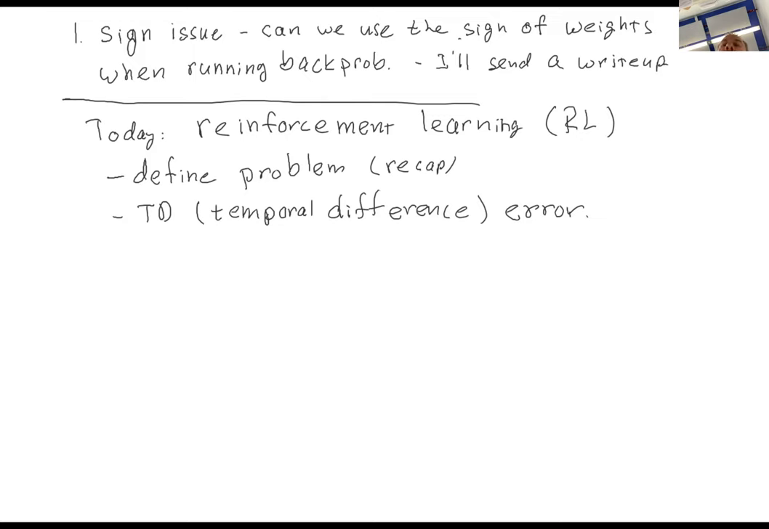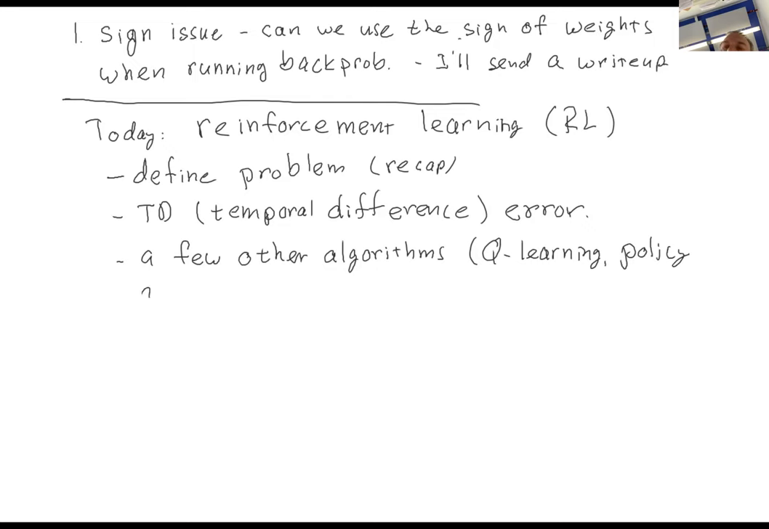Then I'll talk about, so RL is a huge field, and there are tons and tons of algorithms for learning. I'm going to talk about a few algorithms for learning. For those of you who know, Q-learning. Policy gradients. And model-based methods. And then I'll talk about a specific example.